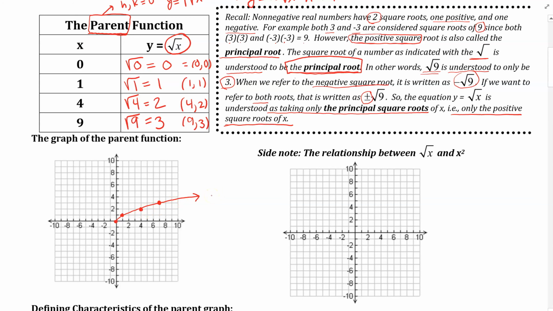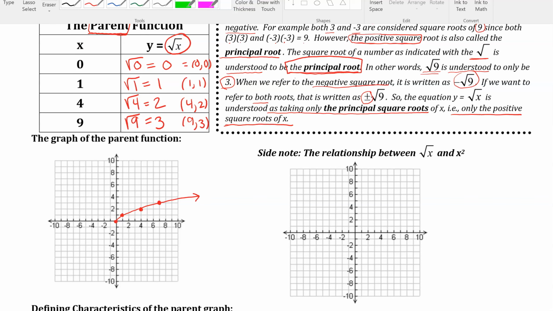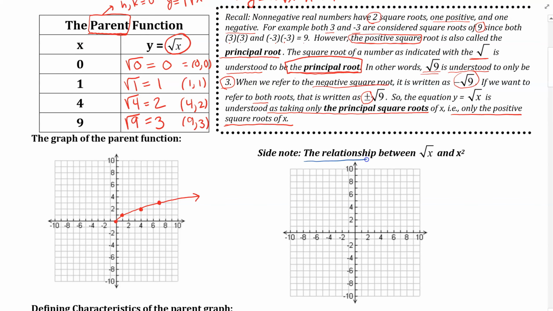Now, before we go on to talk about all the defining characteristics, I want us to pause for a moment and consider the relationship between the square root of x and x squared. It's an important one for us to understand. So it may help for us to revisit this parent function, the x squared parent function. This is from Unit 2A. Okay, so we're back in the middle of first semester now.